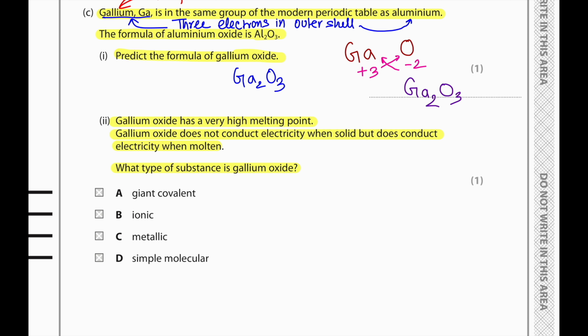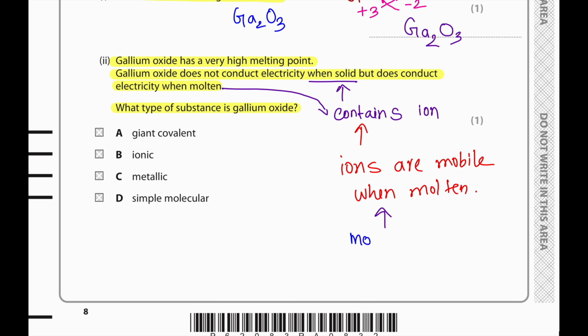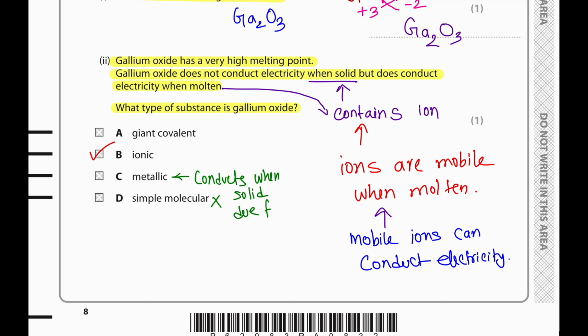So, does not conduct electricity when solid means it contains ions. Since the ions, when they are molten, are mobile, mobile ions can conduct electricity. So the answer will be ionic. Simple molecular substances do not conduct electricity. Metals conduct electricity when they are solid due to free electrons. And giant covalent substances also do not conduct electricity, except graphite.